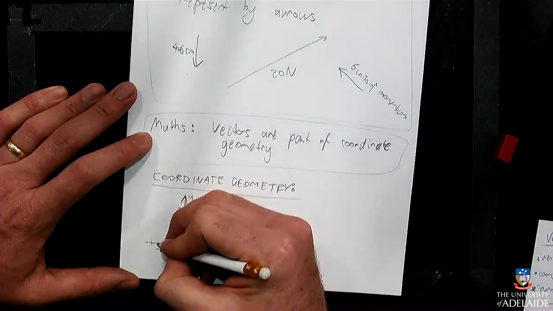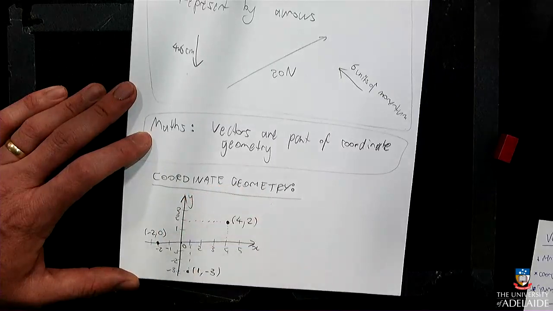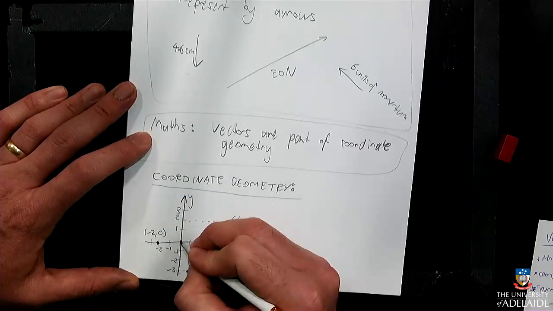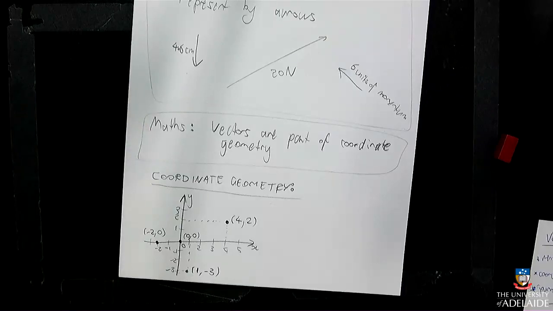And this point here is -2 on the x-axis and 0 on the y-axis. And this point here is 0, 0. And that's the idea of coordinate geometry. All right? I mean, that's the beginning of it. Coordinate geometry has a whole lot of other stuff involved with it. But we're going to start there.